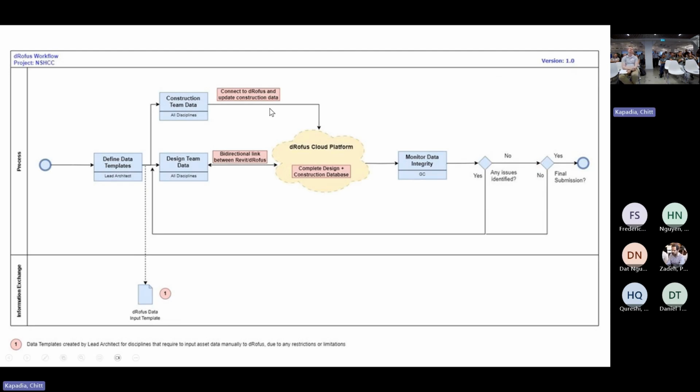This was taken from the BIM execution plan. It's just a quick summary of the Durofus workflow. It shows you the data process, how it goes within the team, who's involved in those processes, how Durofus is used, and then how the QA/QC is done as well. If any issues are identified, you just go back to the team, check, and then go through that QA process again.